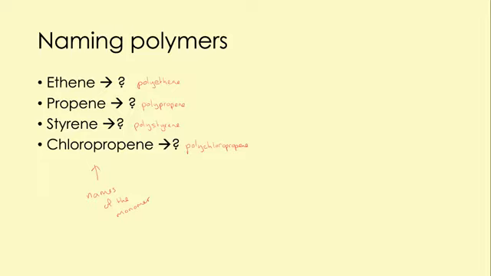So you should be able to do it the other way around as well. To reverse, if you were given polychloroethene, then all you do is remove the word poly, and the name of the monomer would be chloroethene. Okay, so you need to be able to do it both ways. If you're naming the polymer, you just add the prefix poly, and if you want to name the monomer, you just remove the prefix poly.